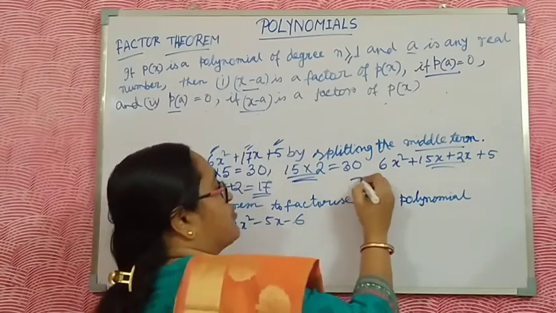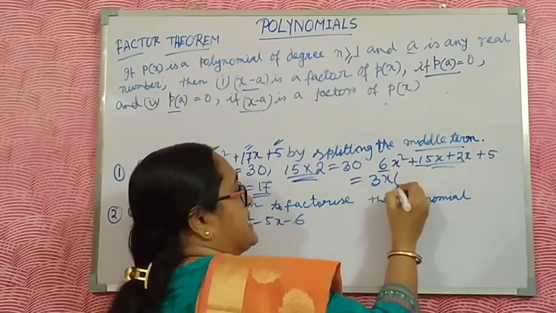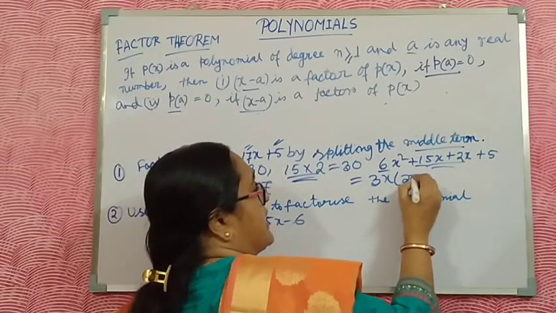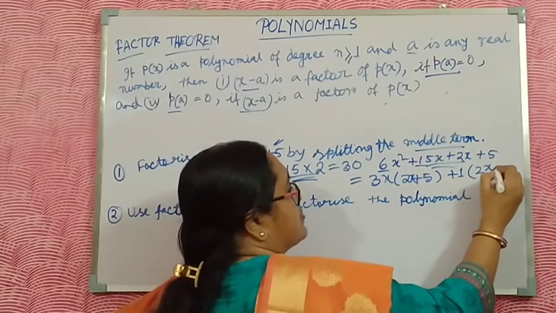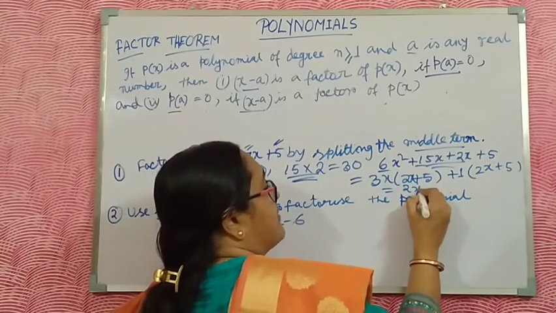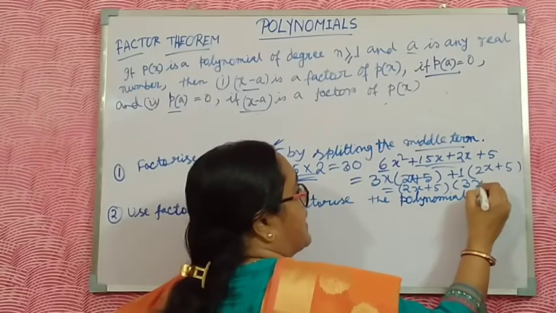Now I am going to factorize. Just take the common 3x: this is 3x into x plus 5, and here I take a common 2, this is also x plus 5. Then I'll just take the common x plus 5 and we get 3x plus 2.